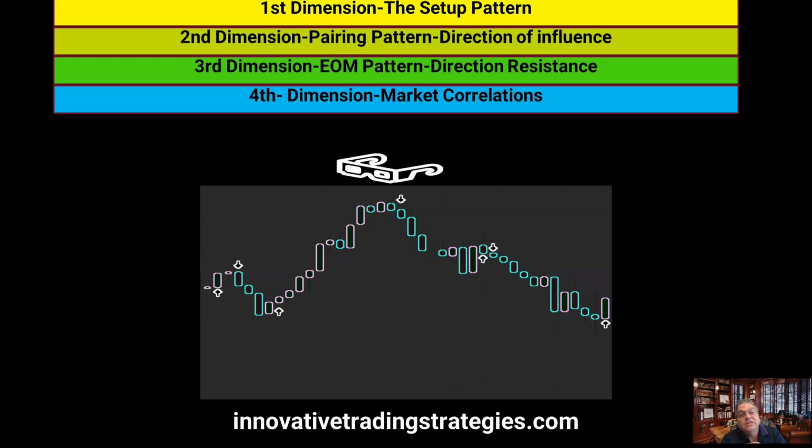So each one of these can be used and traded on their own. You don't have to stack them, all right? And based on your level of experience, sometimes I may only look at two dimensions. As you become better and better at it, you're going to get a good feel for the market. But as a new trader, you want to wait for these four dimensions to line up to give you the highest probability of being on the right side of the market.